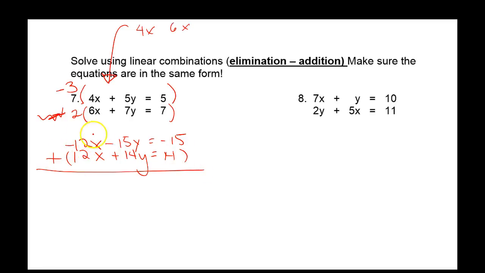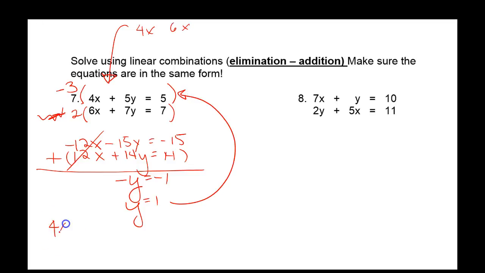-12x plus 12x, we've just eliminated the x's. -15y plus 14y gives me -y. -15 plus 14 gives me -1. So y equals 1. Take it to either equation and solve. Put the y in and solve for x.